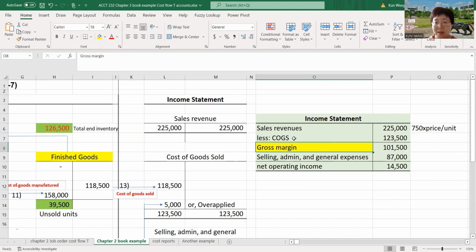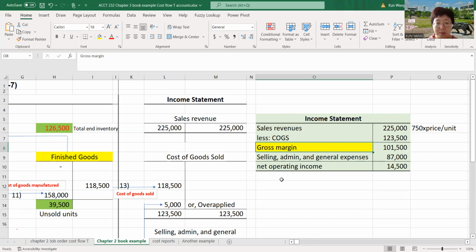Before that, we deduct the cost of goods sold, which is manufacturing cost. And after that, we deduct all of the period expenses, 87,000. So net operating income, before adding or deducting any other items, is 14,500. Okay, so that is the income statement.